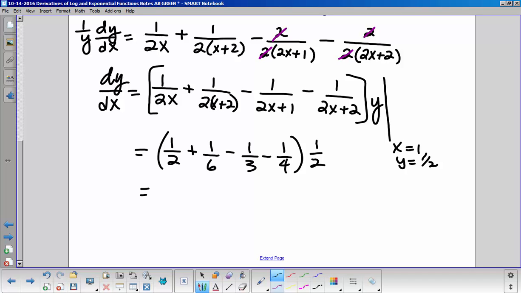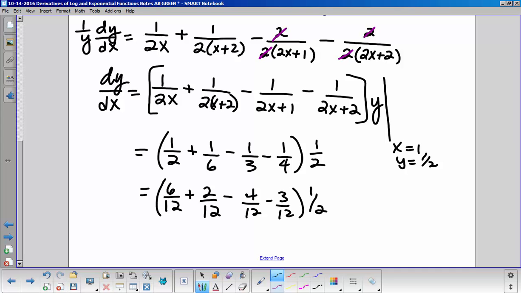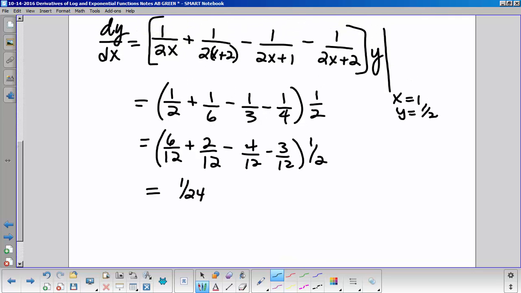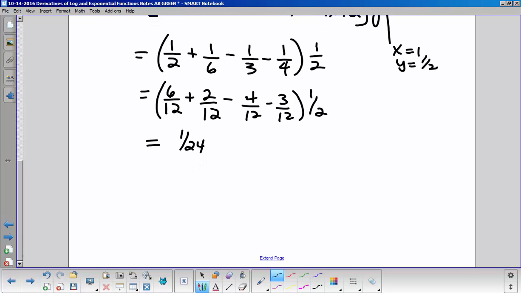All right, my common denominator looks like 12. So that's 6 over 12 plus 2 over 12 minus 4 over 12 minus 3 over 12, all times 1/2. So it's going to be 8/12 minus 7/12, which is 1/12 times 1/2. That's a little tiny slope. Why are you multiplying by 1/2? Because that's what y is, we have to bring the y. Okay, so that's the slope.